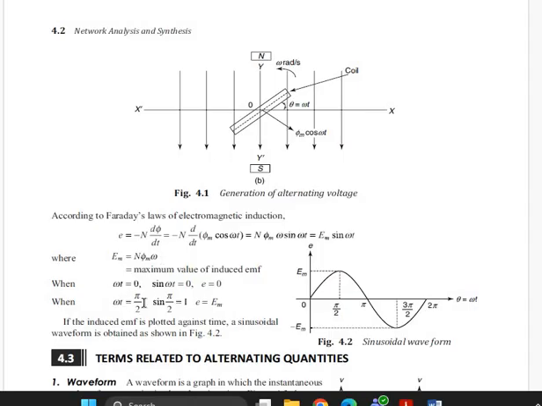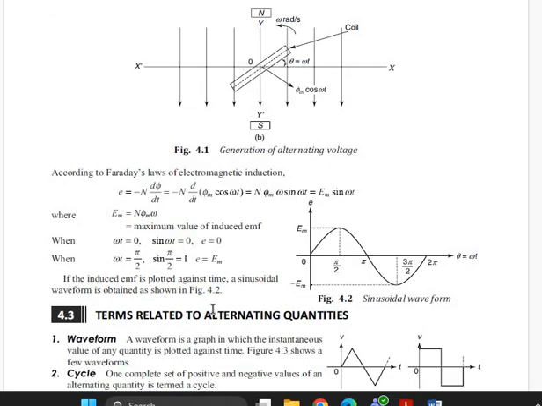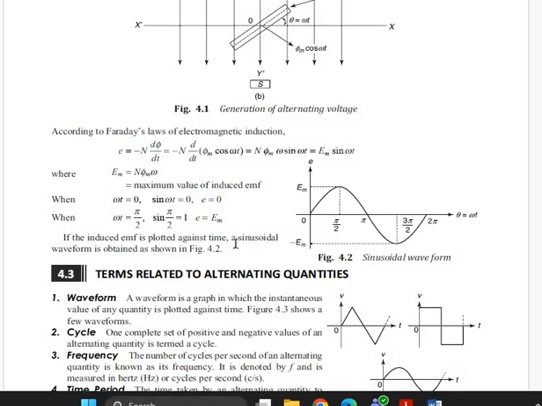When omega t is equal to 0, sin omega t is equal to 0, then E is equal to 0. When omega t is equal to pi by 2, sin pi by 2 is 1, then we get the maximum value, that is E is equal to Em. If the induced EMF is plotted against time, a sinusoidal waveform is obtained.